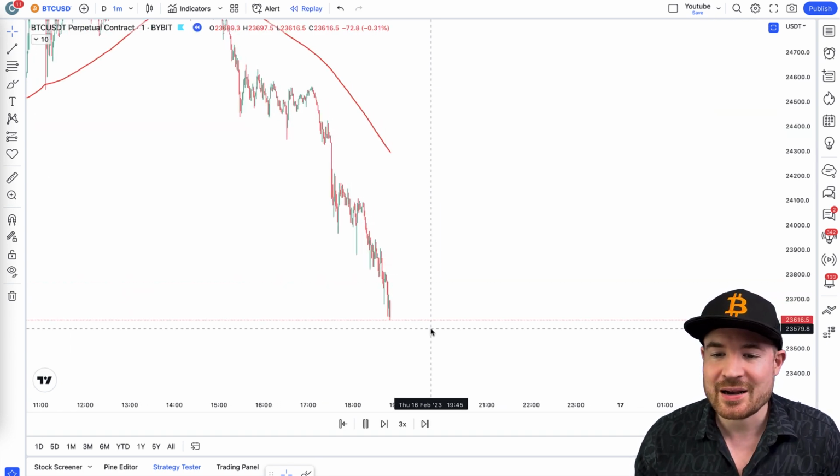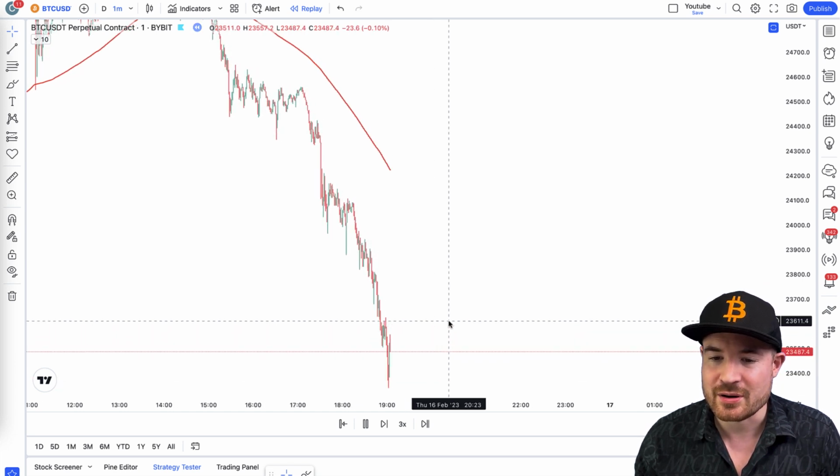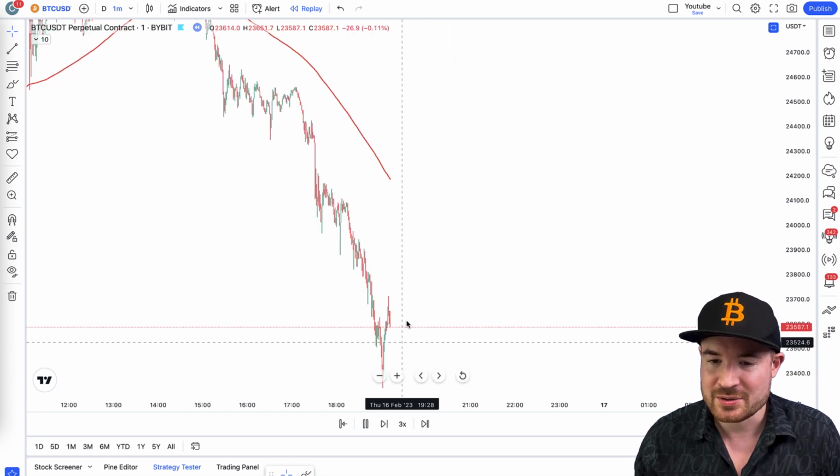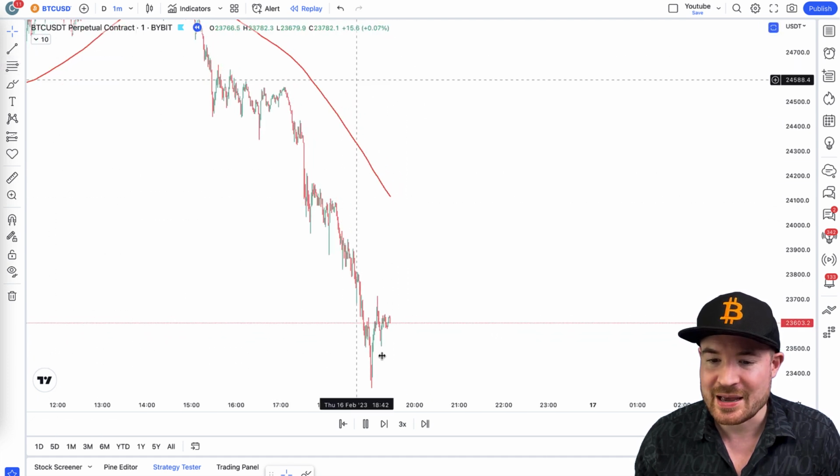Okay, so we're letting it play out here on the 1 minute chart. You can see it's still dropping, so there's nothing really going on here. Let it do its thing. Okay, now we're starting to see a bounce here, and you can see over here what we have already.